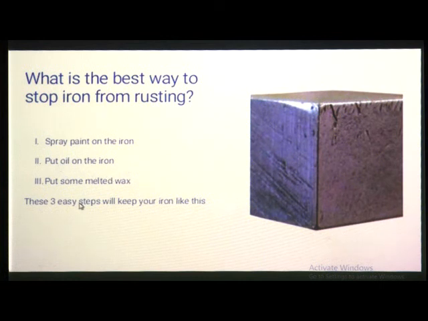We have to put oil on these iron objects to secure them from rusting. Then third, put some melted wax, because of that also we can prevent rusting of iron. So how can we stop rusting? By putting oil on the objects, by giving paint to the objects, by putting some melted wax on them, and also grease.